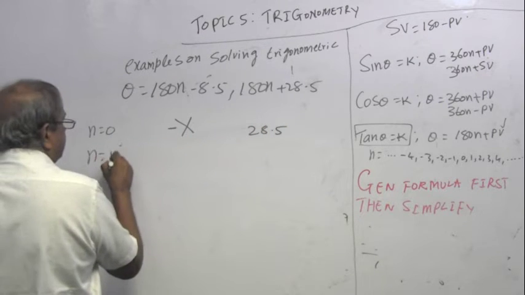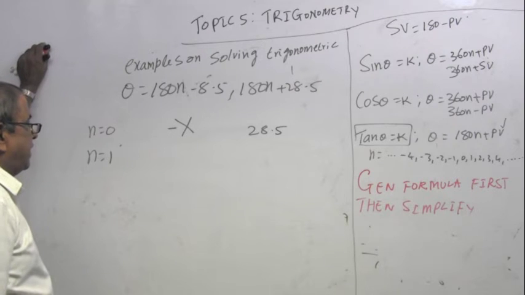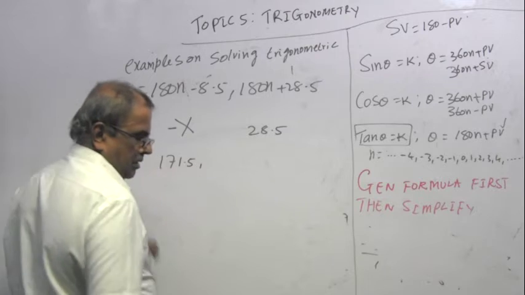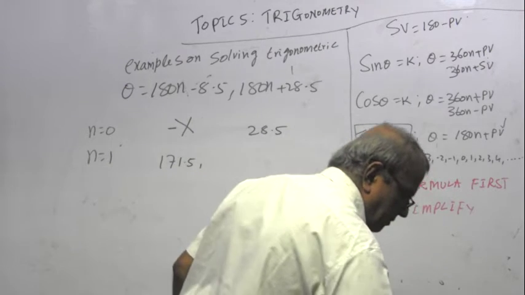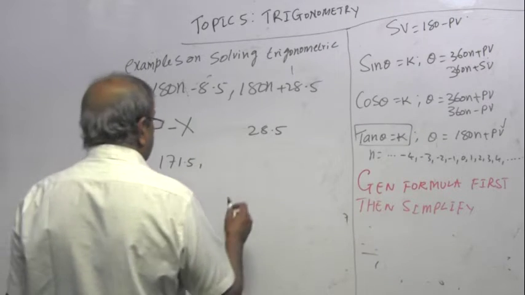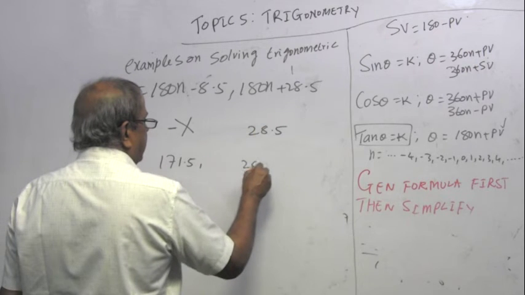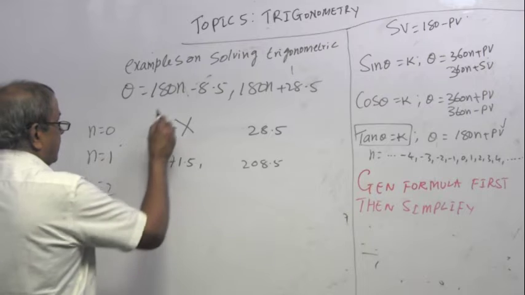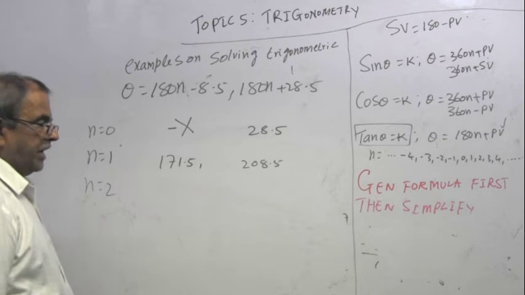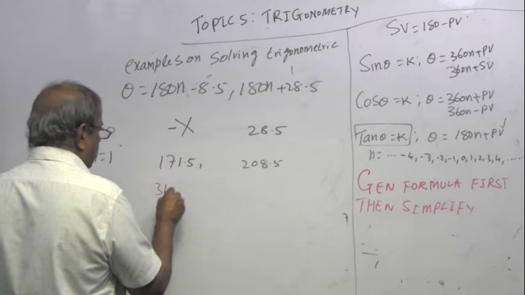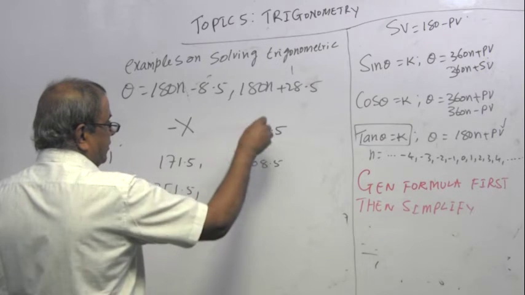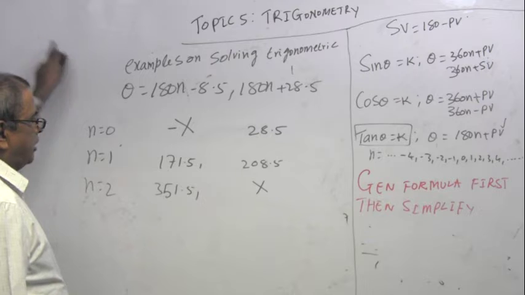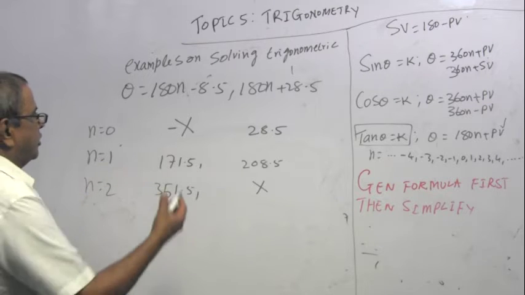Put n as 1. 180 minus 8.5 is 171.5. 180 plus 28.5 is 208.5. Put n as 2. 360 minus 8.5 is 351.5, and the other one is more than 360. Look, you've gone below 0, you've gone above 360, so these are your answers.